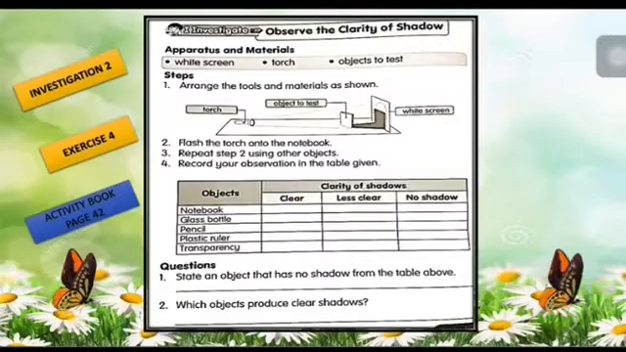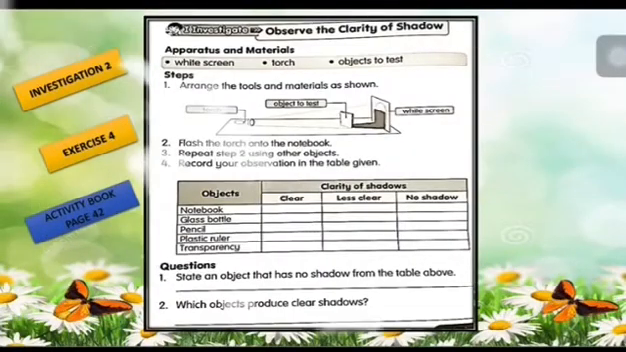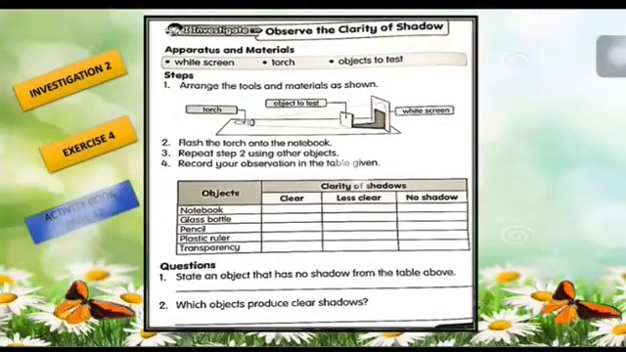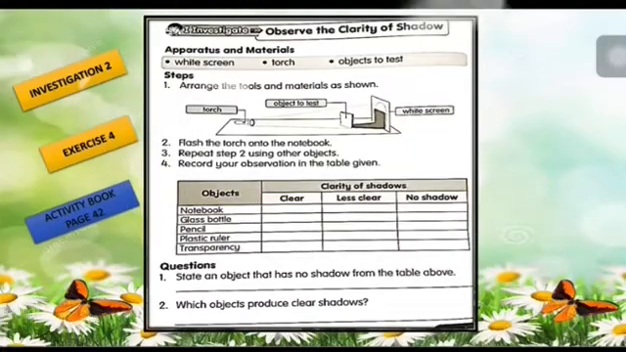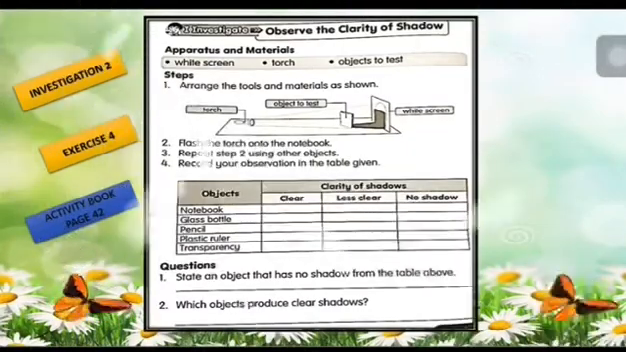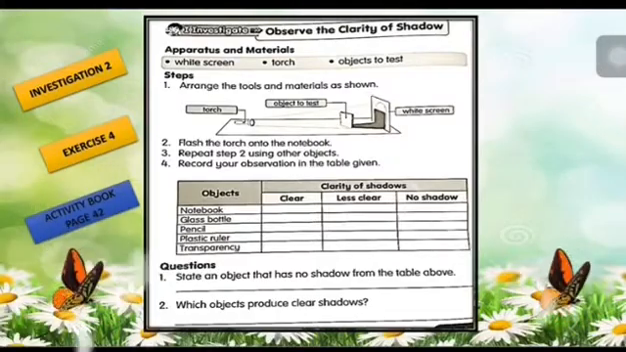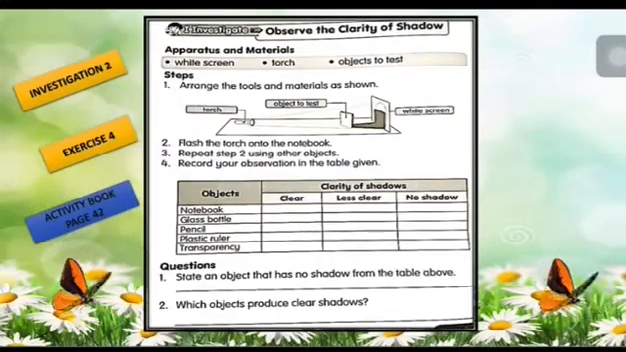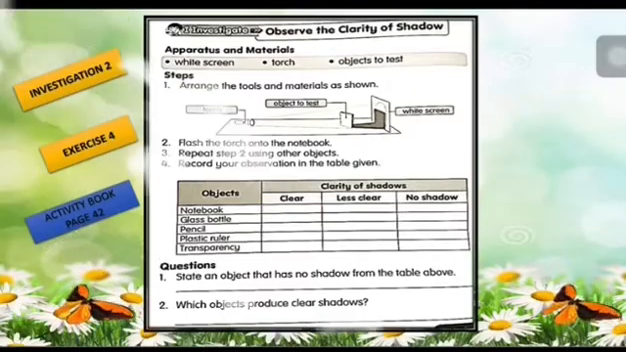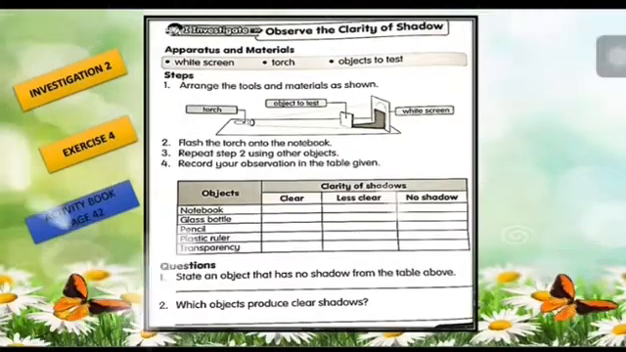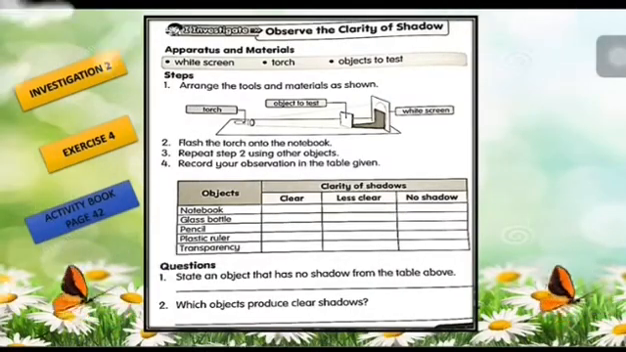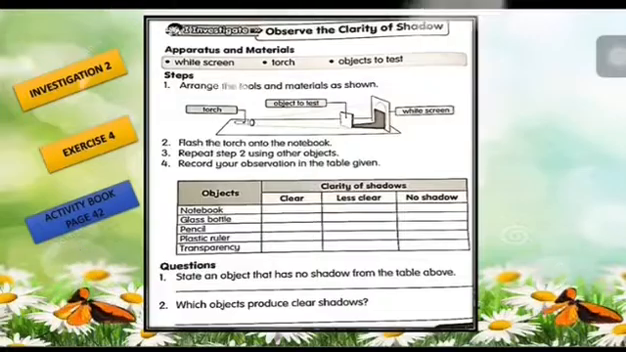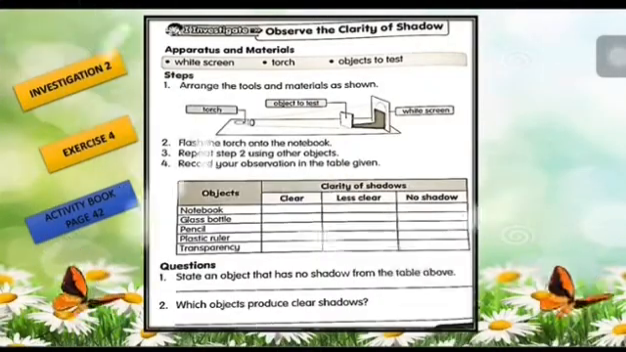This one is the second investigation. Observe the clarity of shadow. For that, you need a white screen, a torch, and objects to test. Then you follow step by step. Number 1, arrange the tools and materials as shown. Number 2, flash the torch onto the notebook. This one, they use the notebook as the object. Then number 3, repeat step 2 using other objects. Then number 4, record your observation in the table given.